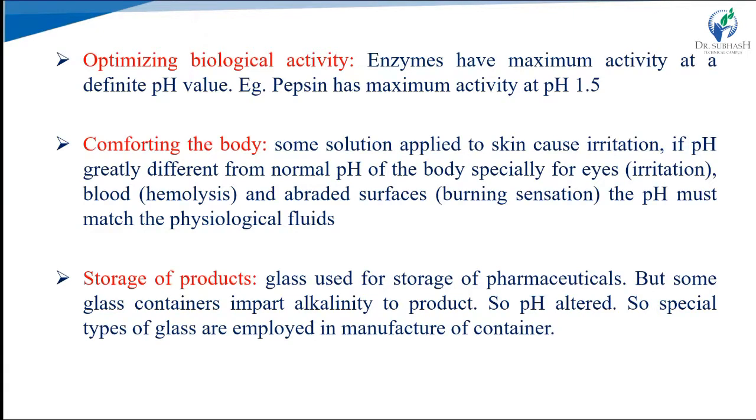Then optimizing the biological activities. Enzymes have maximum activity at a particular definite pH, so that is also used for optimizing. Comforting the body: some solutions that we apply to the skin cause irritation if they do not match the pH of the skin, around 5 to 5.5, or are greatly different from the normal pH, like ophthalmic solutions and lacrimal fluid secretion, so we have to maintain isotonicity. Storage of the product: glass is used for the storage of pharmaceutical products, and some glass containers impart alkalinity to the product.